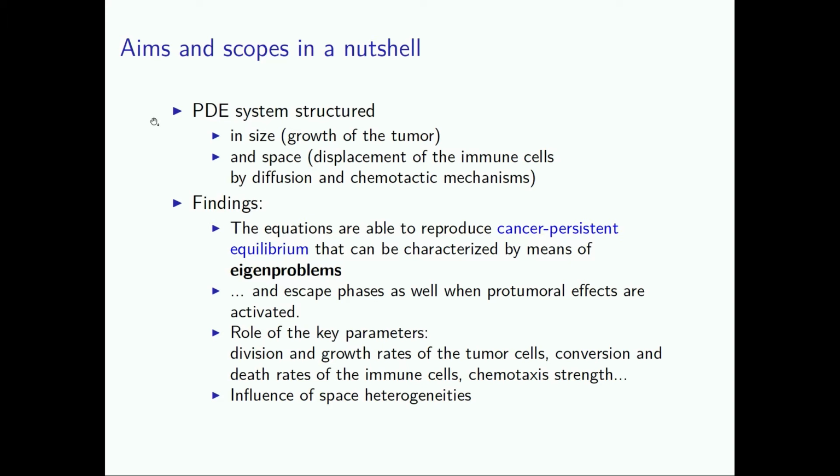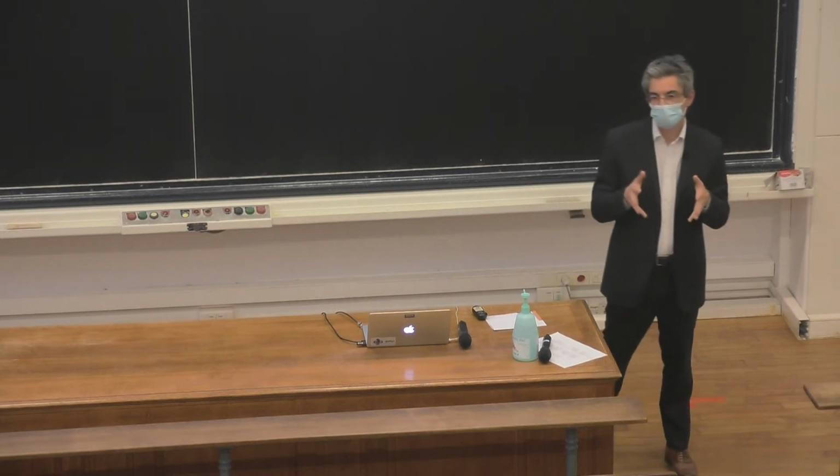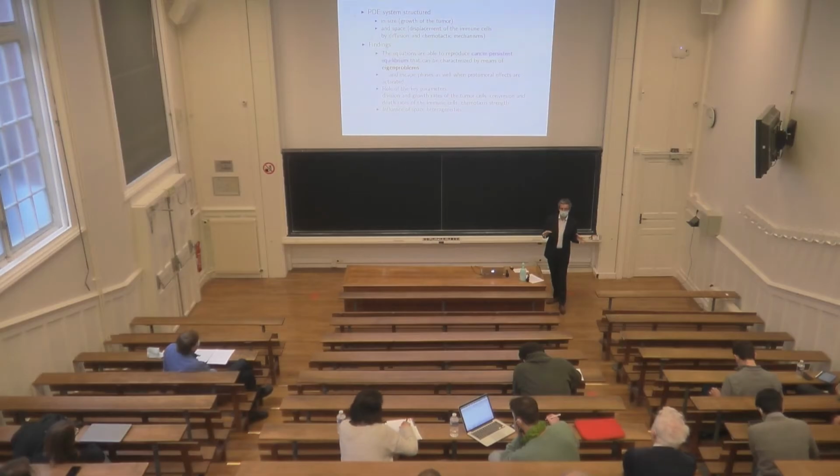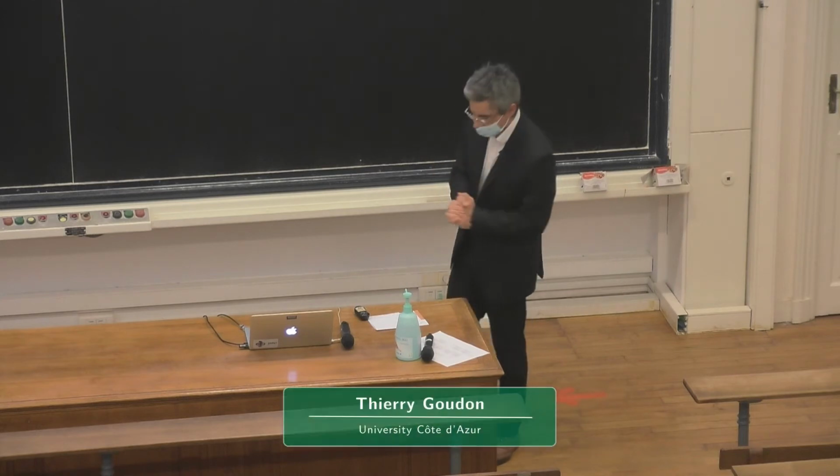So we will play with a multi-scale PDE system where we will have two length scales, a scale which describes the size of the tumor cells. Okay, it describes how the tumor is growing. It will be denoted by Z later on. And a space variable because we want to take into account the displacement of the immune cells towards the tumor. Okay? And this displacement will be driven by two phenomena, by a natural diffusion in any direction, and this is coupled to a chemotactic mechanism which drives precisely the immune cells towards the tumor.